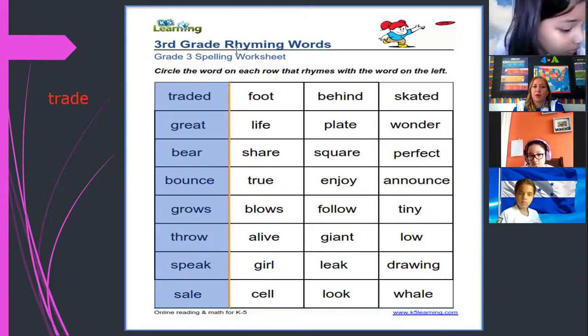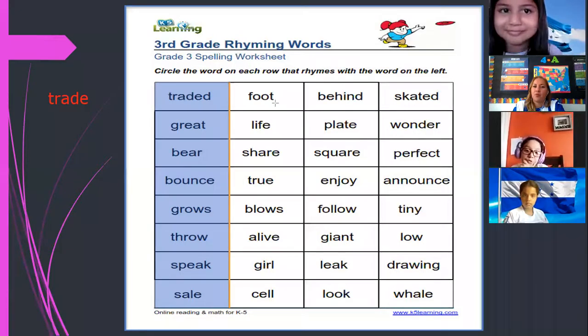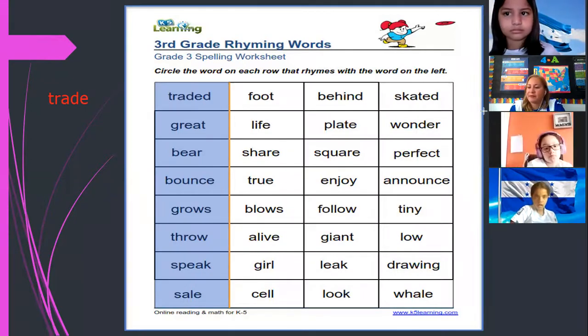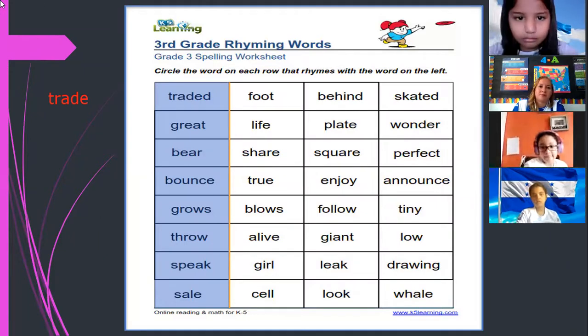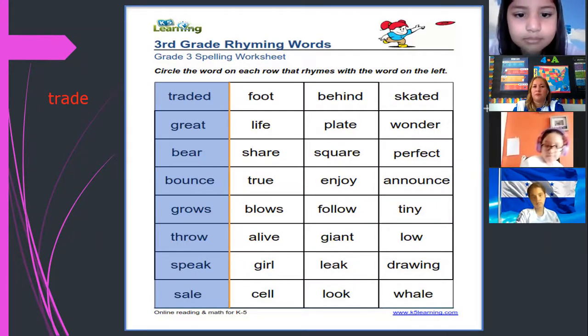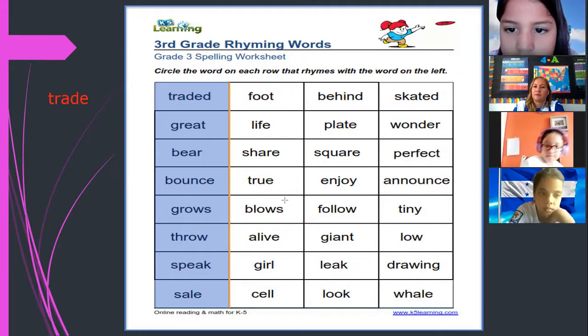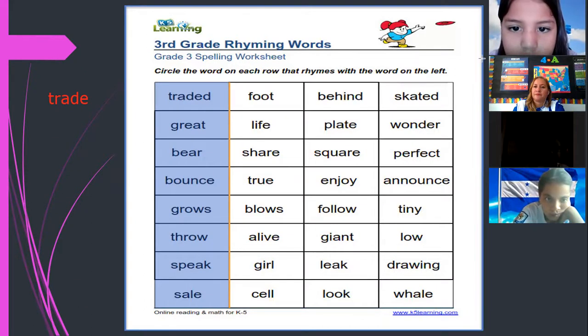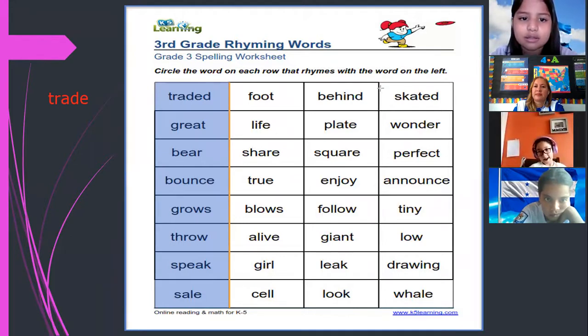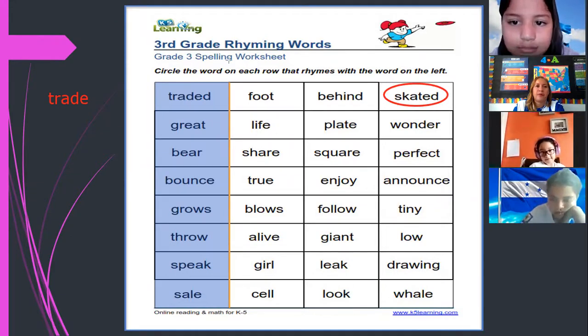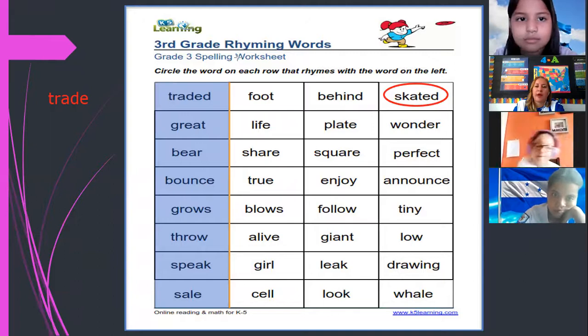Traded. What word rhymes with traded? You have three options: foot, behind, and skated. Isabella, the first one. Traded, skated. Yes, skated. Adriana, second one. What word rhymes with great?